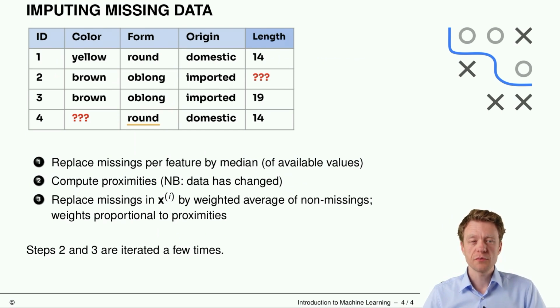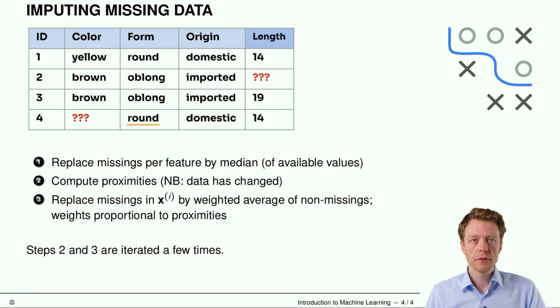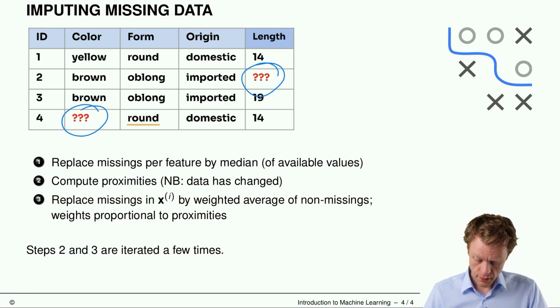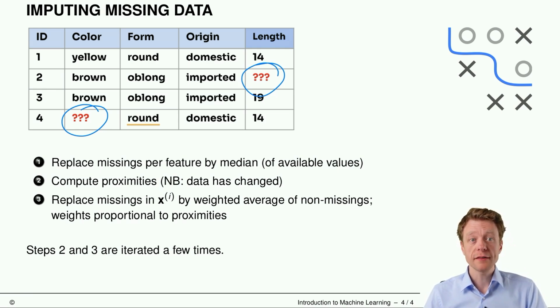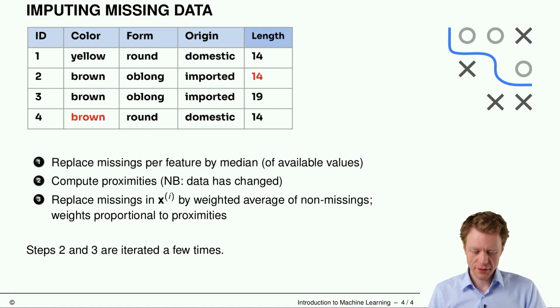A third use case of these proximities is the imputation of missing data points. Let's say we have this data set here with 4 columns, or 4 features: color, form, origin, length, and we have missing values, this one and that one. What we could do, of course, is replace all these missing values with the median of each column. That's totally fine. We can compute that. Here we did that, so we just imputed those 2 observations with the median of these columns, which is brown and 14 in these 2 cases.